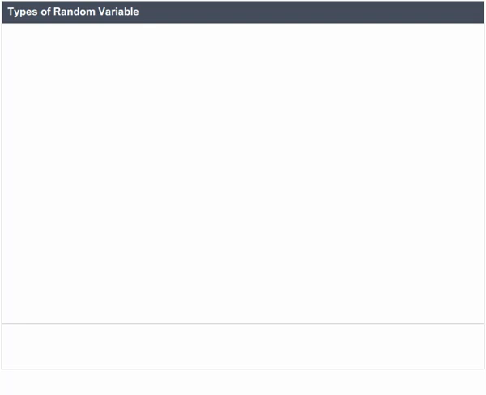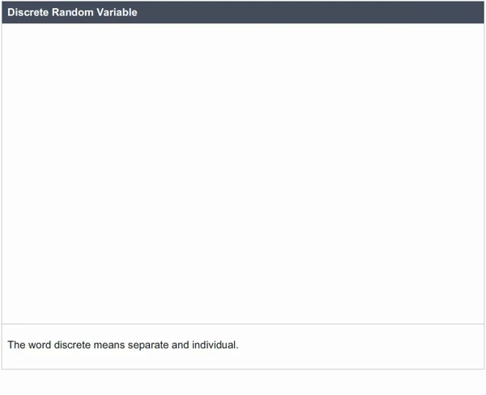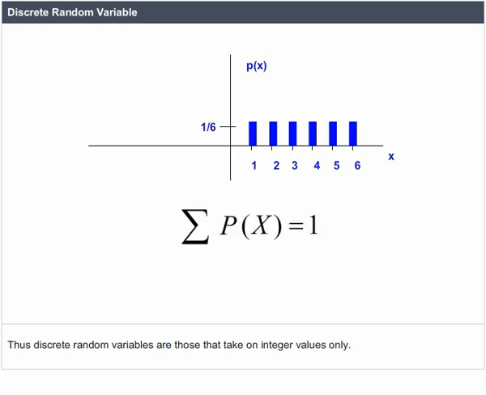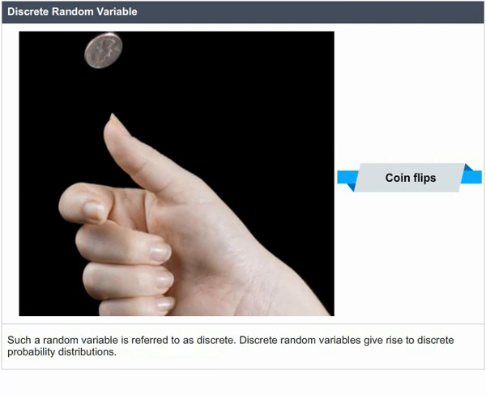Types of random variable: discrete random variable and continuous random variable. Discrete random variable. The word discrete means separate and individual. Thus, discrete random variables are those that take on integer values only. Summation of P of x equal to 1. A quick example is the sample space of any number of coin flips. The outcomes will always be integer values and you will never have half heads or quarter tails. Such a random variable is referred to as discrete. Discrete random variables give rise to discrete probability distributions.